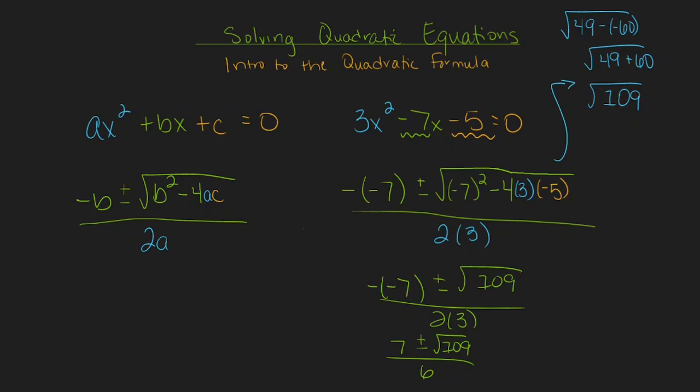Now this does only look like one root, but we have to remember that this is actually giving us two solutions because we have a fork in the road right here. This is saying that you can create one root by doing 7 plus the square root of 109 divided by 6, and then you create your second root by doing 7 minus the square root of 109 over 6. So don't forget that that's where your two different roots come from, the fact that you do addition in one case and subtraction in the other.